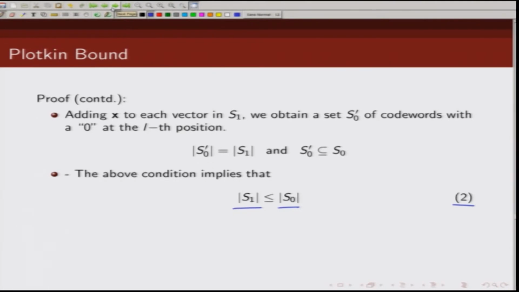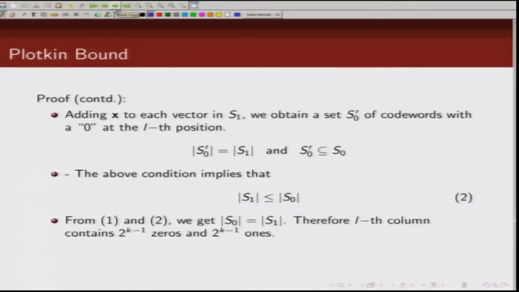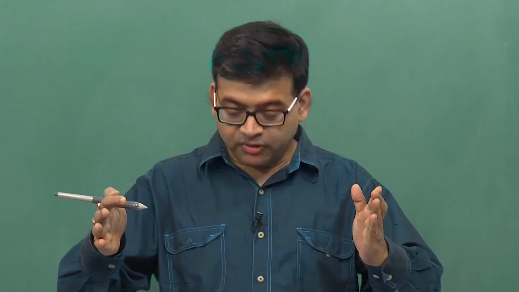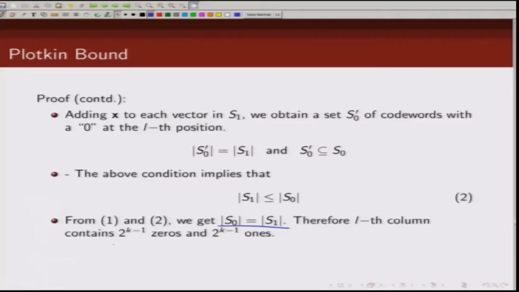Now, these two conditions will be simultaneously satisfied only if both are same. So, from 1 and 2 we can conclude that the number of code words that are 0 at a location is the same as the number of code words which have 1 at that location. So, then you have a 2^k cross n array. Half of them are zeros and half of them are 1. So, each column will have 2^(k-1) zeros and 2^(k-1) ones.